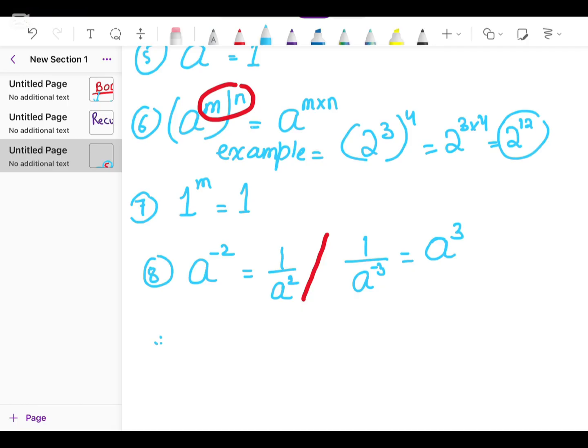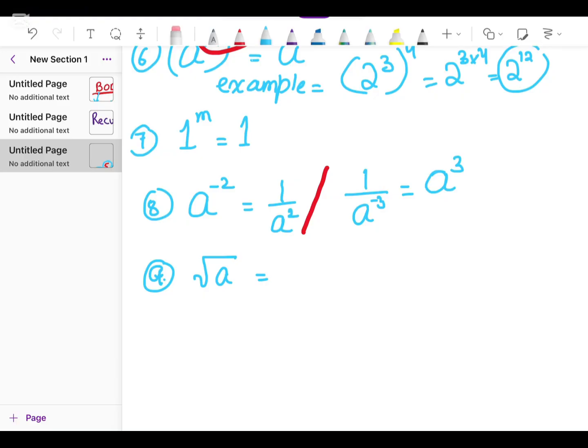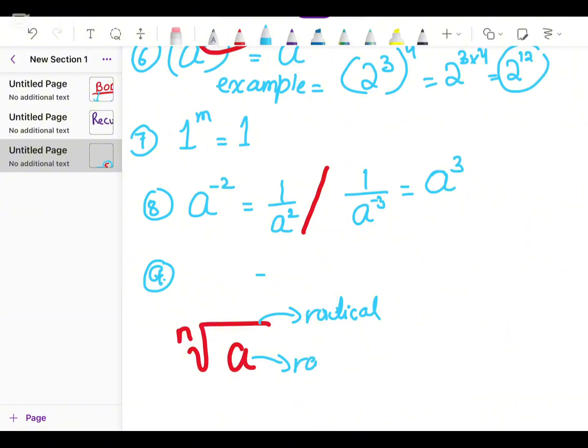Now we need to understand some more things that are very important. For example, if it is root a, first you need to understand some basic concepts of root. I will explain some basic concepts of root. Basically this root in mathematics is called a radical. The element or number inside the root is called the radicand, and this is called the index. So this is the basic concept of root.